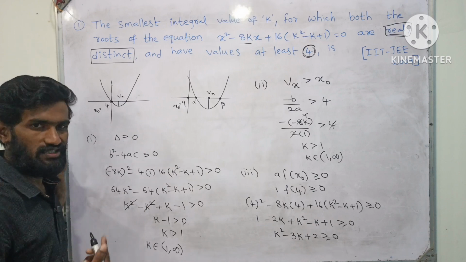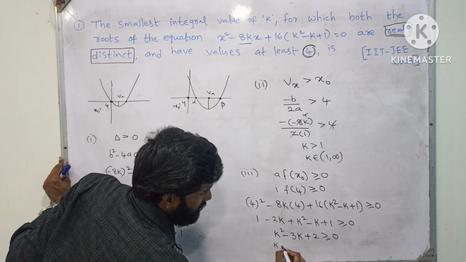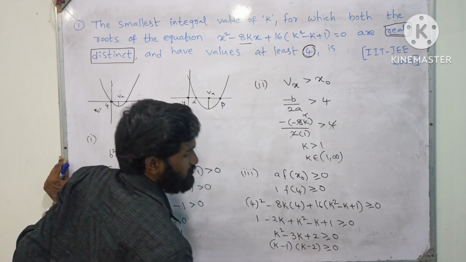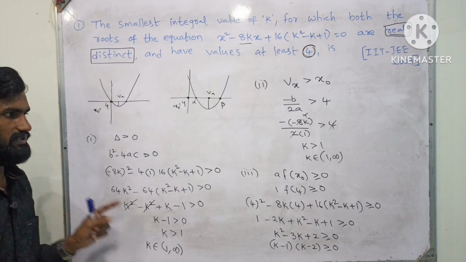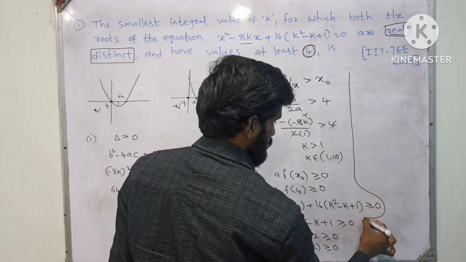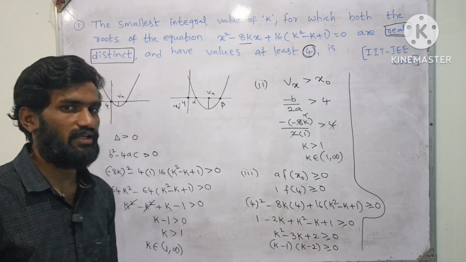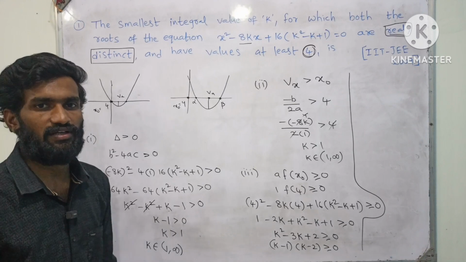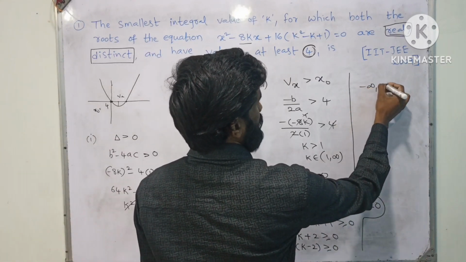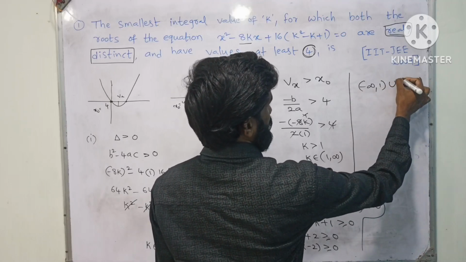Roots are 2 and 1, minus 2 minus 1. Therefore I will get k minus 1 into k minus 2 greater or equal to 0. Okay. Now if k minus 1 into k minus 2 is greater or equal to 0, what is our condition? It means minus infinity to 1 union 2 to infinite.